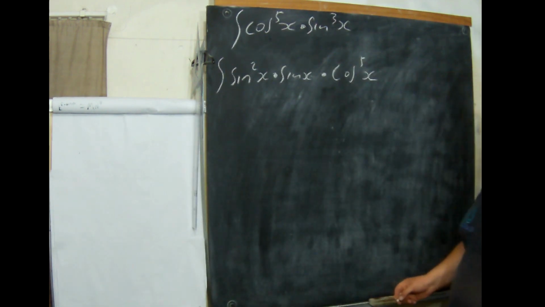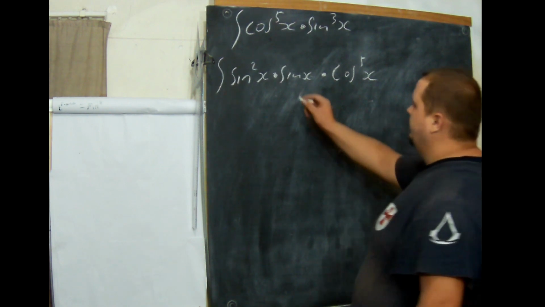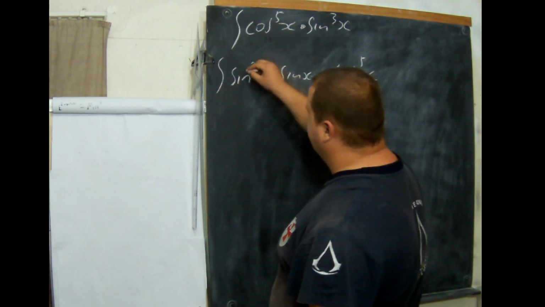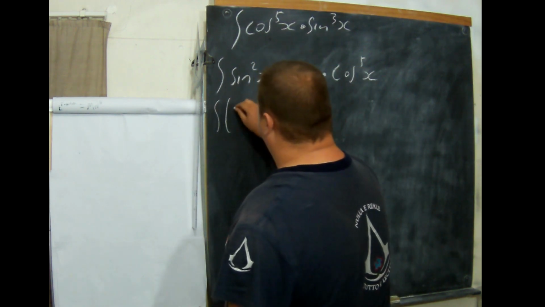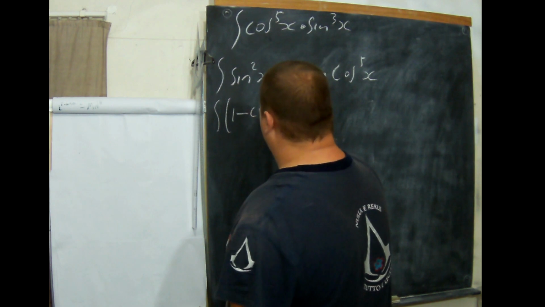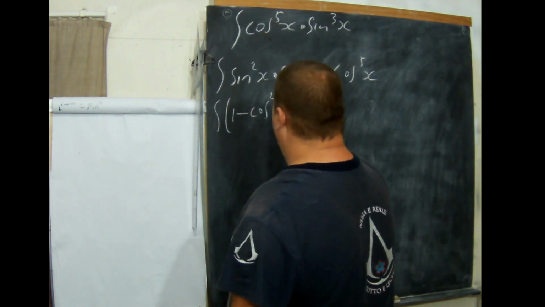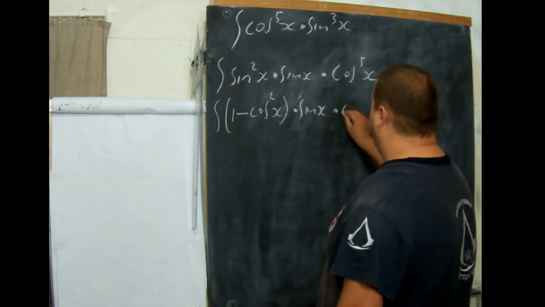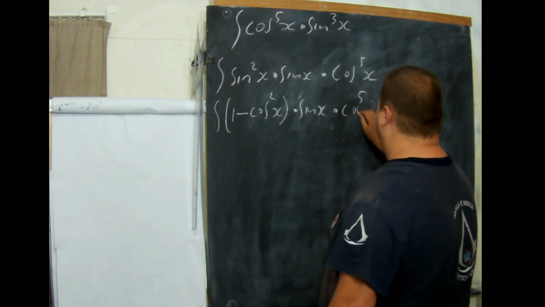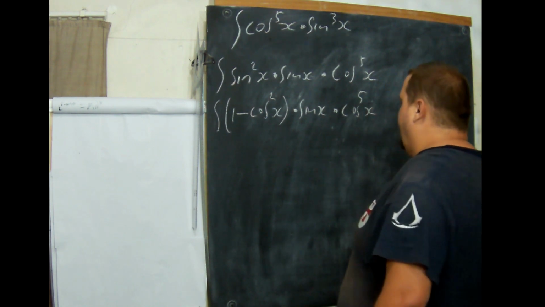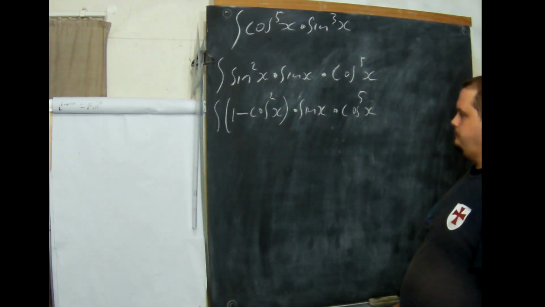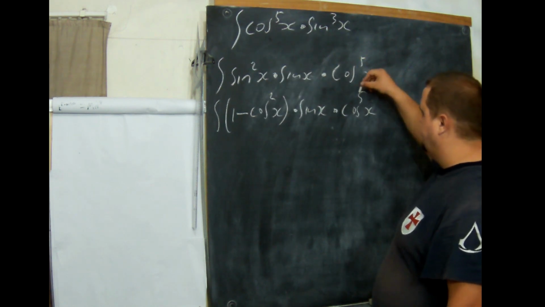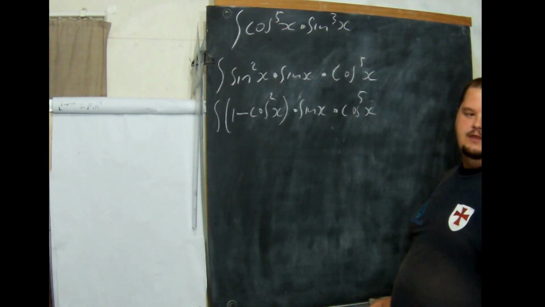Now what I'm going to do is take this and do the identity to this. So it's 1 minus cos squared x multiplied by sine x multiplied by cos to the fifth x. Now what we do is we multiply sine x in and we multiply cos to the fifth in. We multiply them both in.